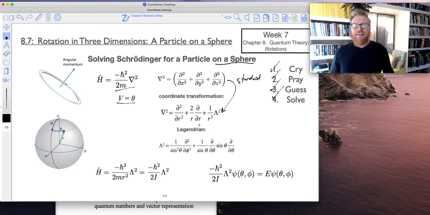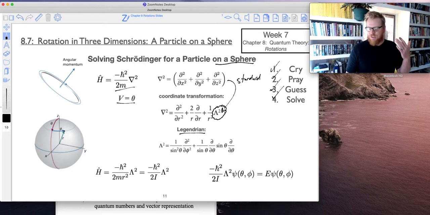Yep. And now what we have, this new complication, is the appearance of this seemingly innocent little guy called the Legendrian. And the Legendrian is not our friend. This is the equation: 1 over sine squared theta, second derivative in phi, plus 1 over sine theta, first derivative in theta, times sine of theta, first derivative in theta. So this is going to get nasty.